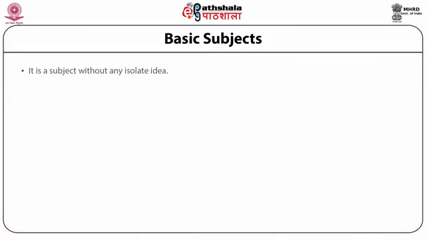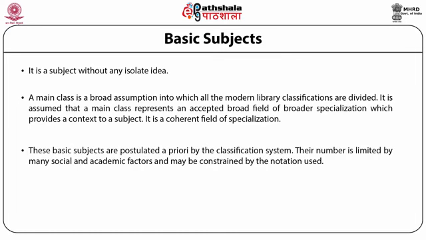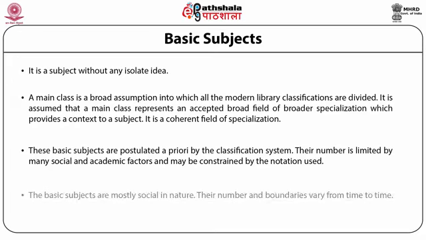Basic subjects. A basic subject is a subject without any isolate idea. A main class is also a basic subject. It is a broad assumption into which all the modern library classifications are divided. It is assumed that a main class represents an accepted broad field of specialization which provides a context to a subject. It is a coherent field of specialization. These basic subjects are postulated a priori, by the classification system or by the classificationist. Their number is limited by many social and academic factors and may be constrained by the notation used. The basic subjects are mostly social in nature. Their number and boundaries vary from time to time.